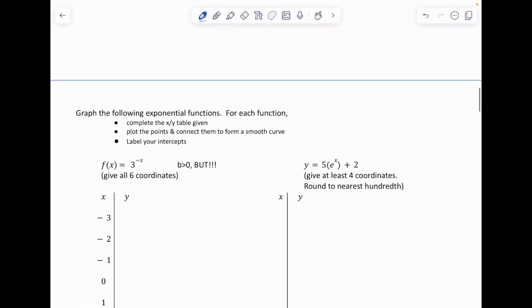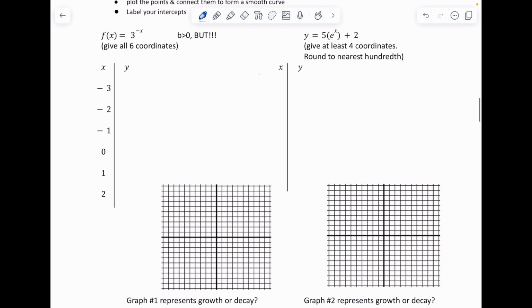Next up. Let's plug in some coordinates. The first one I would like to work with is 0, because I like to see where the intercepts are going to take place. 3 to the power of 0 is going to give you 1. Anything to the power of 0 equals 1. 3 to the negative 1 is going to be 1/3. Remember, negative exponent flips the denominator and the numerator.